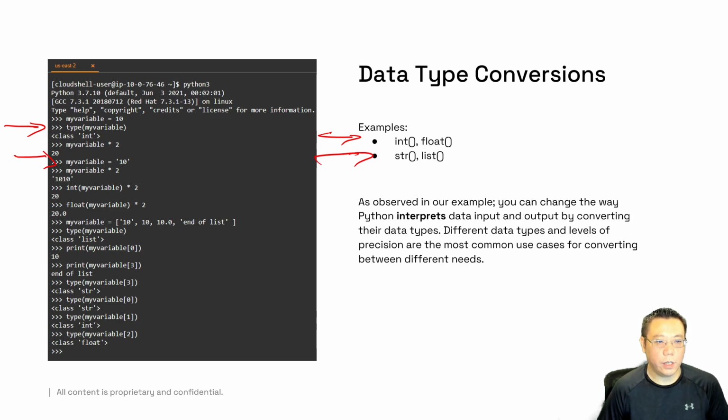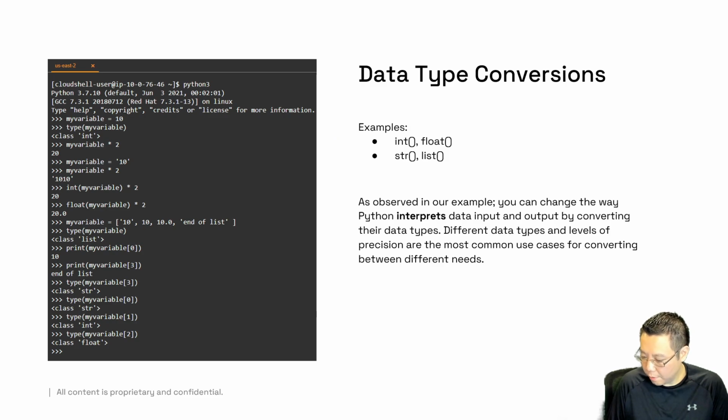Now, let's change this back into an integer. We have an integer of my variable, it's still 10, but we can change the string back to an integer using the integer function. Multiplied by 2, we get 20 again. What if I turn it into a float? Same thing. It becomes a decimal at that point. More precision, which is why it's called a float.